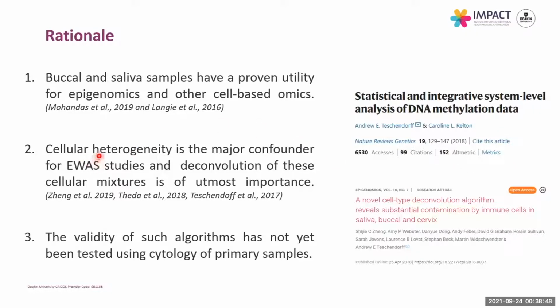Although cellular deconvolution algorithms based on reference sample types have been applied to epigenomic studies, to our knowledge, the validity of such algorithms has not yet been tested using cytology of primary samples. Therefore, we aim to address this issue. So far, there are two studies comparing the cytology estimate of tumor purity to DNA methylation-based and mRNA expression-based estimates. So these are the two example studies.